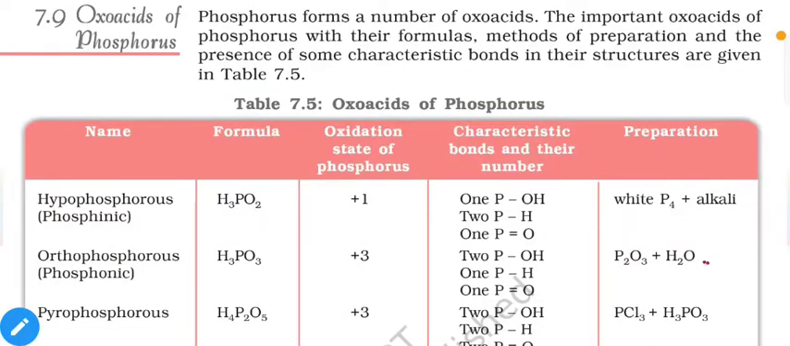Now oxoacids are compounds which contain an OH group and have acidic characteristics, and H+ will be released from the OH group. We already discussed how it is possible. So phosphorus forms a number of oxoacids. The important oxoacids of phosphorus, with their formulas, methods of preparation and the presence of some characteristic bonds in their structures, are given in the following table.